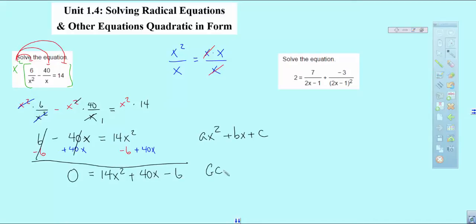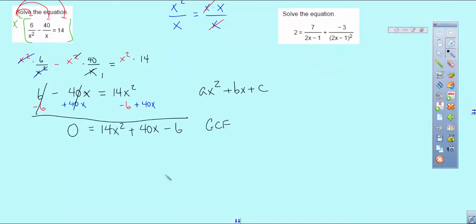I hope we see right here our greatest common factor. There's a number we can take out of each of those three things, and that number is going to be a 2. So it becomes 2 open parentheses 7x squared plus 20x minus 3. And that's still equal to 0.